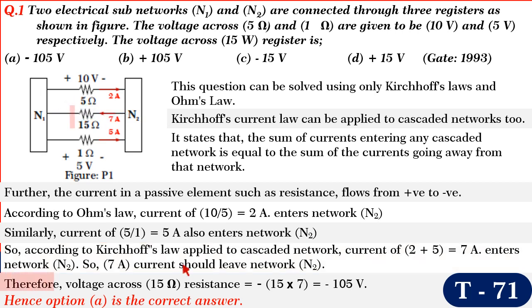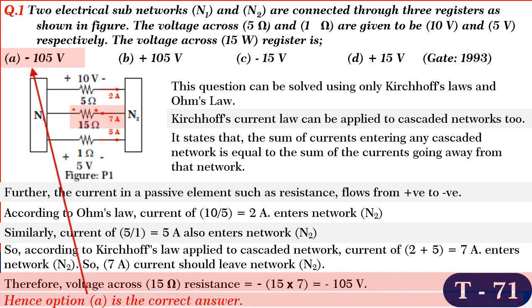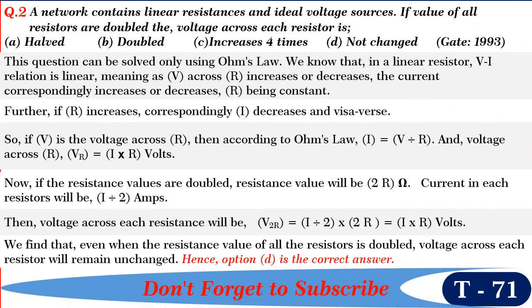Therefore, voltage across 15 ohm resistance equal to 15 into 7 equal to minus 105 volts. Hence, option A is the correct answer. Friends, next we shall solve another question of GATE 1993.